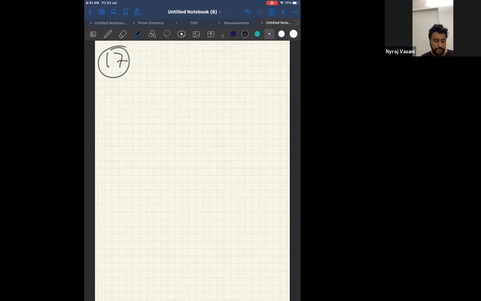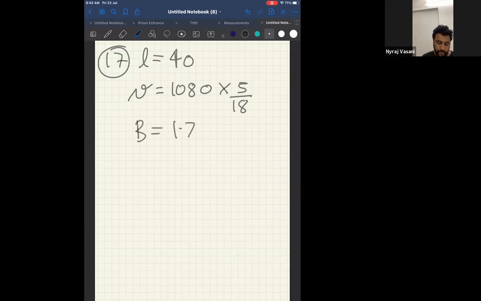Question number 17. An aircraft with a wingspan of 40 meters, that means length is equal to 40 meters, with the speed of 1080 kilometer per hour. It is given in kilometer per hour, so to convert into meter per second, I need to multiply by 5 by 18. It moves in the eastward direction at a constant altitude in the northern hemisphere, where the vertical component of the Earth's magnetic field is 1.75 into 10 power minus 5 Tesla. What is the EMF developed between the wings?